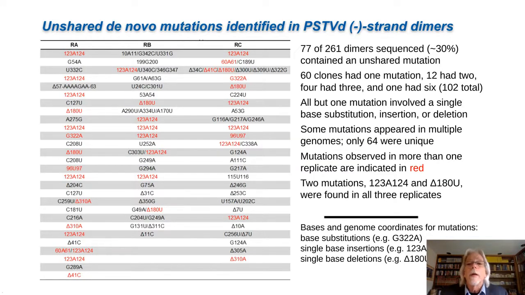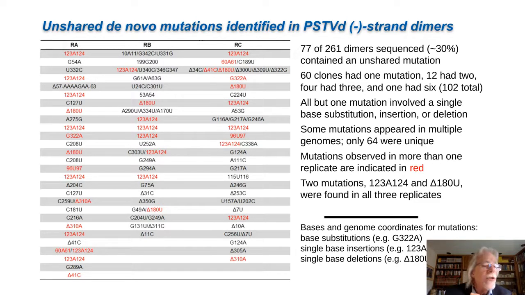these are some of the unshared de novo mutations that we found. I got ahead of myself there. You'll see they're listed for all 3 replicates. And again, too many numbers to look at, but about 30% of the dimers sequenced actually contained an unshared mutation. Most of them had only 1. Some had 2 or 3. And all but 1 involved a single base substitution.